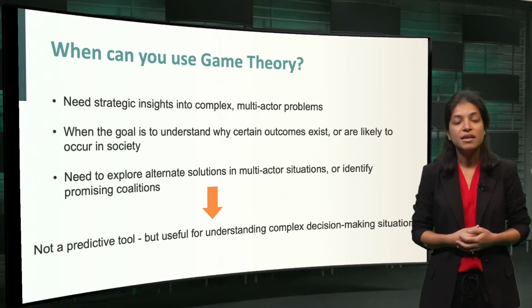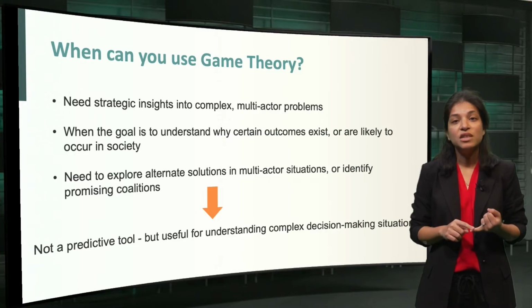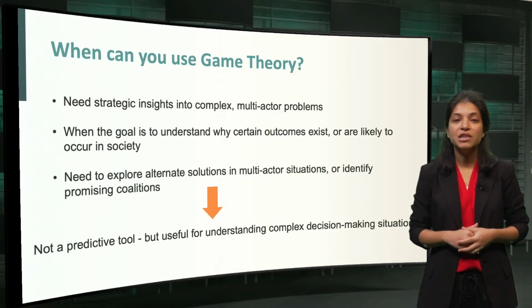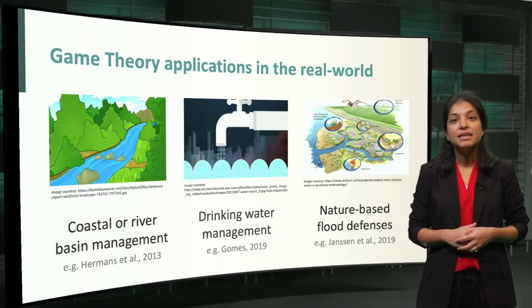When can you use game theory? When we 1. Need strategic insights into complex multi-actor problems, 2. When the goal is to understand why certain outcomes exist or are likely to occur in society, and 3. When there is a need to explore alternate solutions in multi-actor situations or identify promising coalitions. Game theory should not be used in a predicting way forward, but it can deepen our understanding of a complex problem.